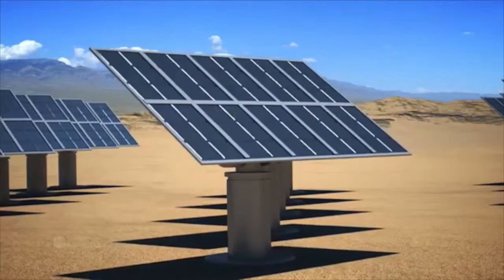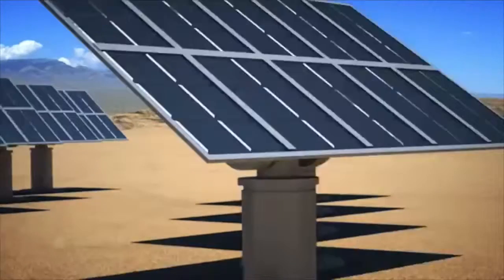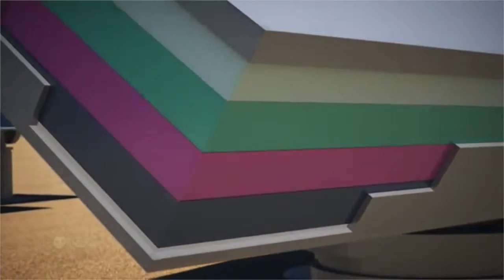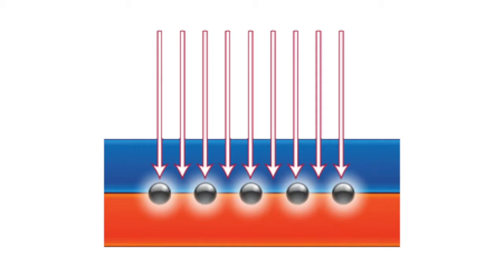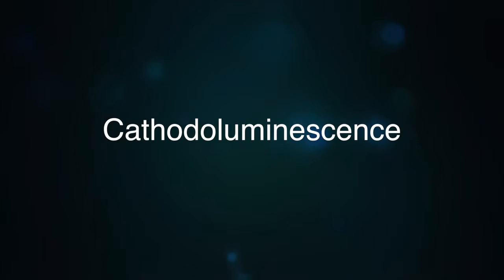Take solar cells. To design a better cell, we need to engineer not only the structure of the cell, but also how it interacts with light on the nanoscale. We need a tool to visualize these interactions. The technique we use is called cathodoluminescence.